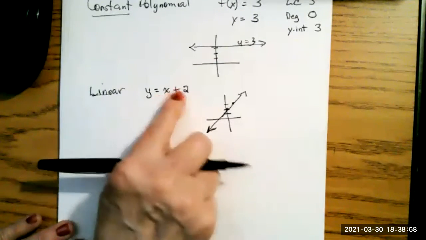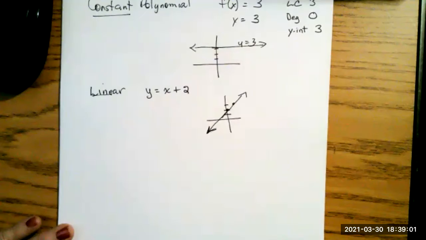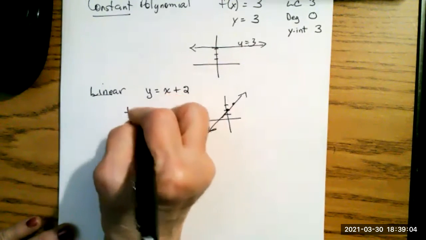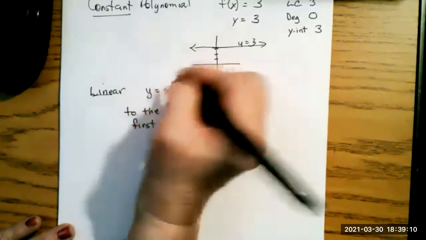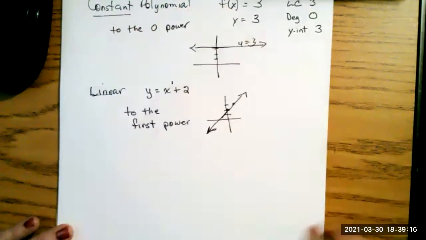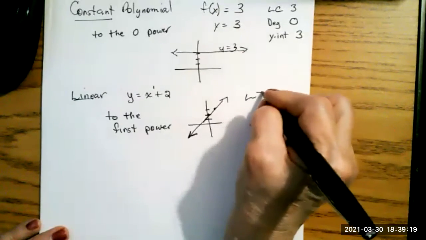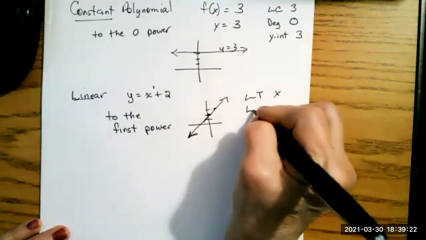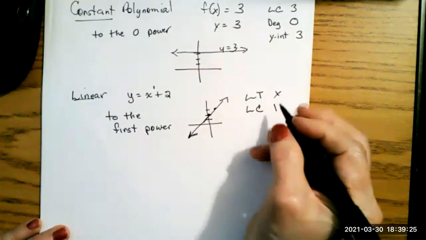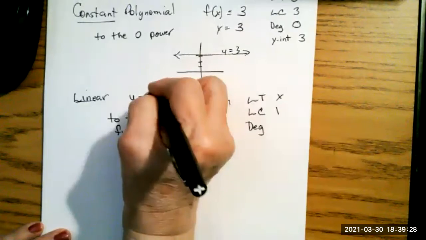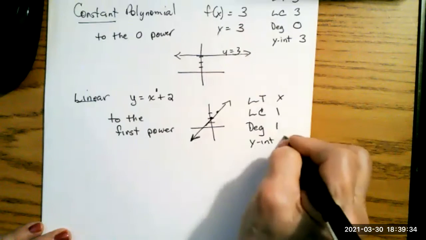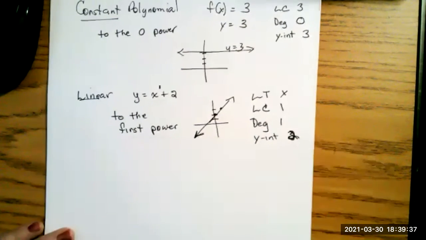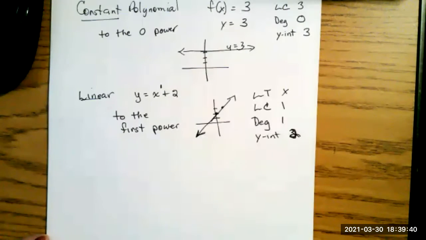I know that that's a linear one that looks like that. If my x is negative, it's going to slant the other way. That's called a linear. It's to the first power. This one is to the 0 power. Okay, let's do all those things. The leading term is x. The leading coefficient is 1. The degree of the polynomial is the highest exponent, which is 1, and the y-intercept is 2. Any questions on that?